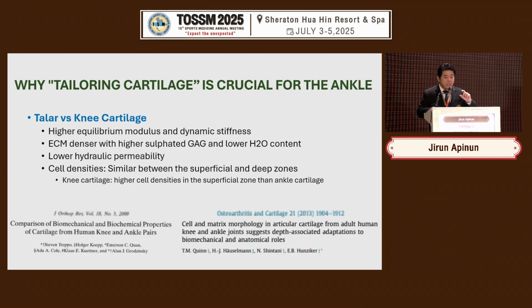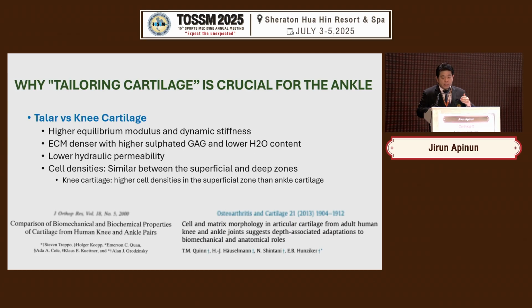And even in each zone, in each layer of the cartilage, the knee cartilage has a higher cell density in the superficial zone. So the ankle cartilage has about the same cell density in each zone, but the knee cartilage has a higher cell density in the superficial zone. That's the zone with the greatest interstitial fluid flow and mechanical deformation.